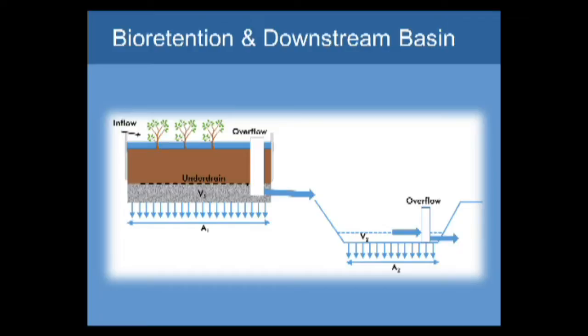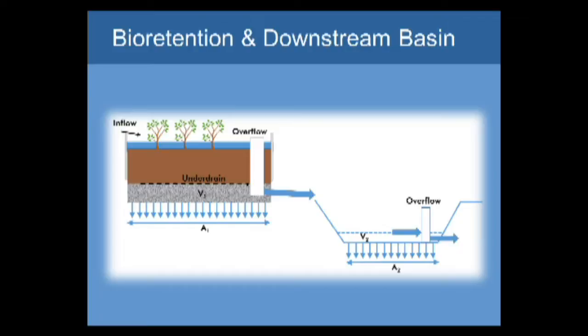Now the key to remember there is where you can see the denotation V2, that needs to be dead storage. So that is above any release point, any discharge point on that basin. Now, note that the flood control folks are only going to give you credit for the volume above that point.